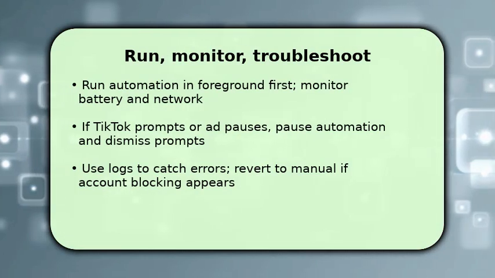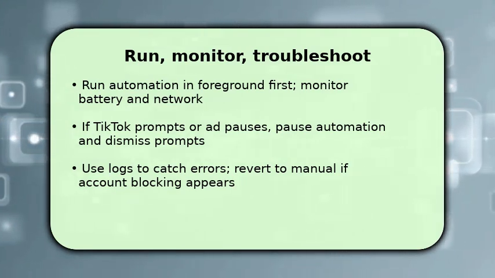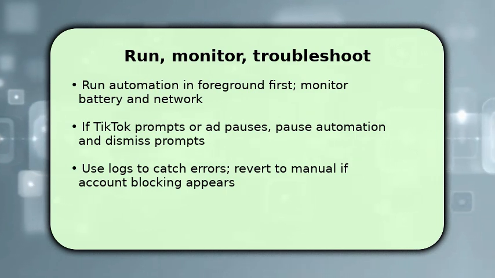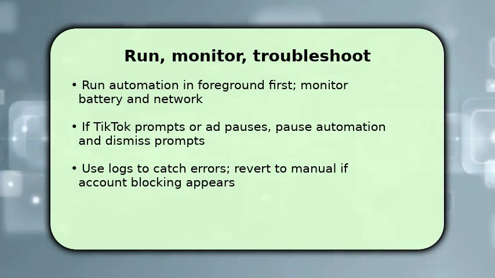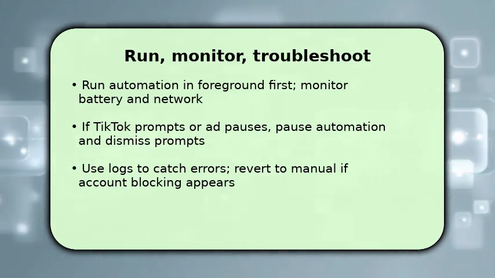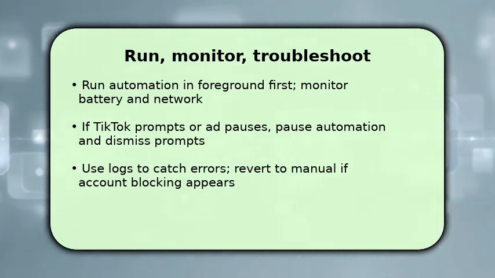Finally, run the automation and watch for issues. Start in the foreground so you can catch permission prompts, ads, or login pop-ups. Make sure battery optimization is off and Wi-Fi remains stable. If an ad or prompt pauses playback, pause the script, dismiss the prompt, then resume. Use logs from ADB or Tasker to find errors and tweak timing.